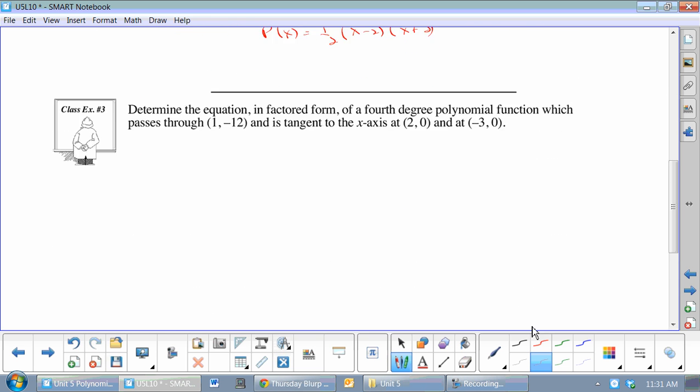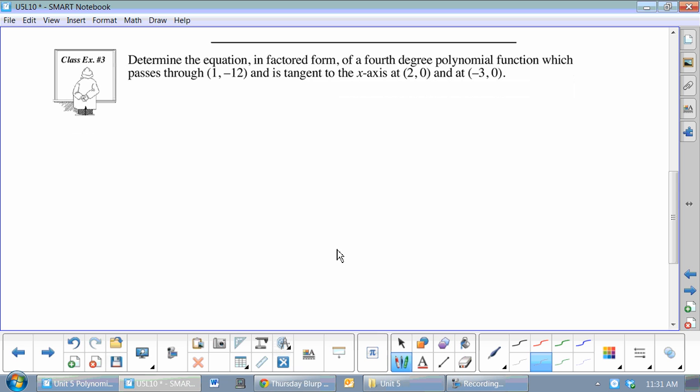This one, you have to do it from all words. Write an equation in factored form of a 4th degree polynomial. So be thinking this. Passes through 1, -12, and is tangent to 2, 0, and -3, 0. So what are my factors?